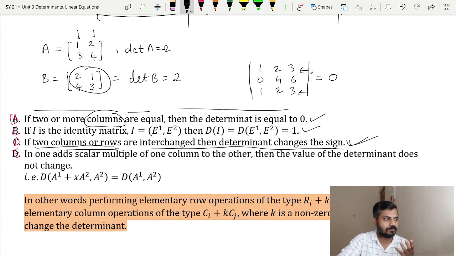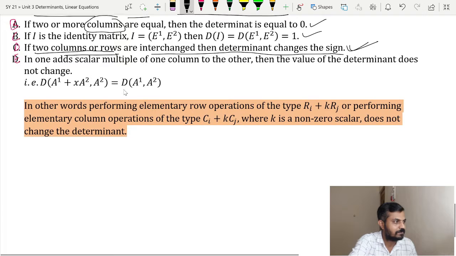Now suppose our matrix has 3 rows, and suppose we interchange the first and second row, as well as the second and third row. If we interchange the first row and second row, the determinant will change the sign. Again, if we interchange the second and third row, the determinant will again change the sign. So whenever you interchange the rows or columns, remember that the determinant changes the sign. You can verify this property by taking your own examples. You will really enjoy it.